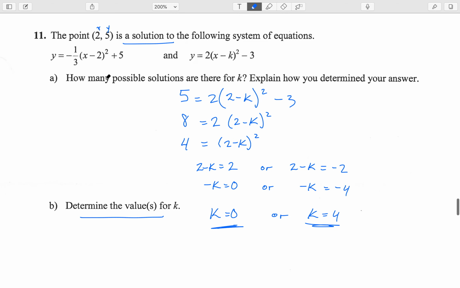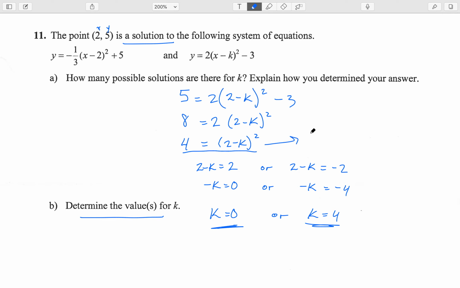So how did we figure that out? I said, well, this is a parabola, and they tell me it's a solution. Okay, so I know it's got to work here. However, I don't know what k is. It says, how many solutions are there? So I plugged in my x and y into here to try and figure out what k is, and I end up getting a quadratic.